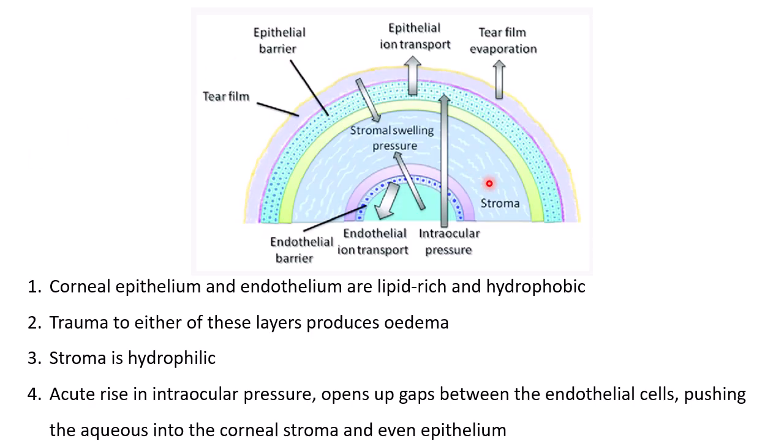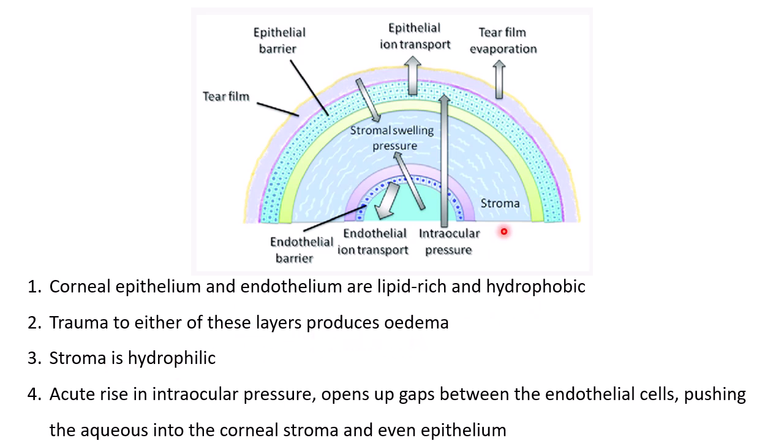So this is just a diagrammatic representation of the forces that I was talking about, the stromal pressure and the intraocular pressure trying to keep the water in, versus tear film pressure, evaporation, and the endothelial transport trying to push the water out. Apart from this, epithelium, endothelium are hydrophobic structures. Trauma to any of these layers produces edema.